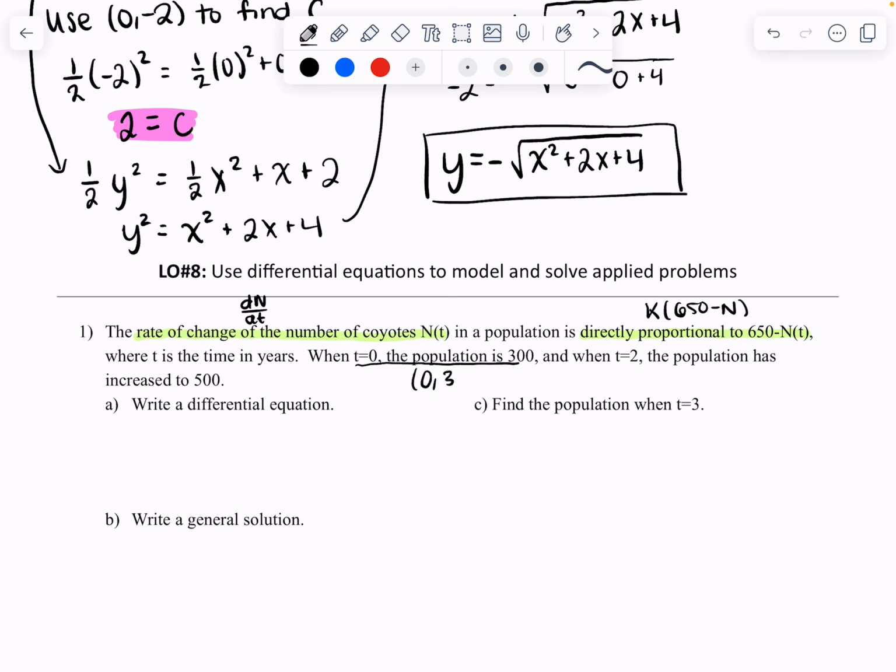So let's write out an ordered pair. And when t is 2, it's increased to 500. So those are the initial conditions that are given. So let's write our differential equation. Our differential equation will be dN/dt is equal to k times 650 minus N.